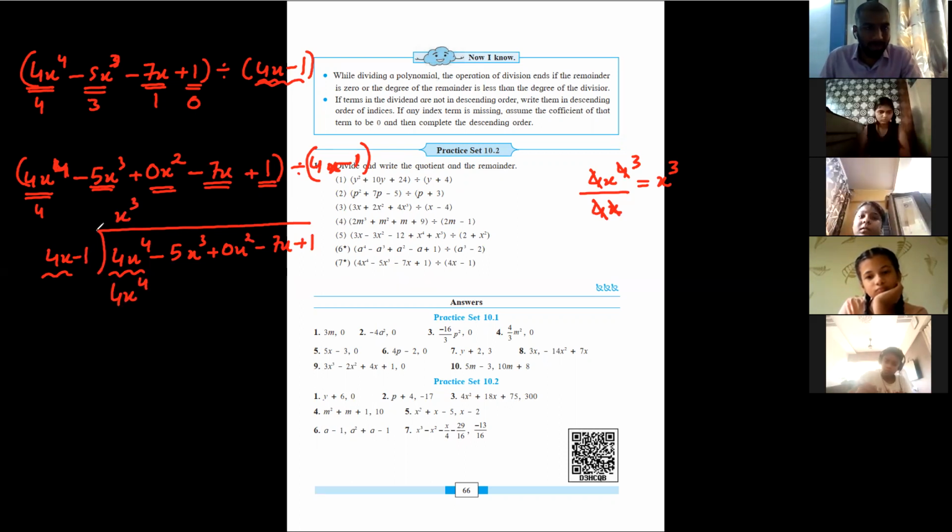Don't forget to multiply minus 1 with x cube. So minus into plus is what? Minus. 1 into x cube is what? x cube. So where will I write the x cube? Below 5x cube. So here it will be what? 1x cube and its sign will be what? Minus. Okay.